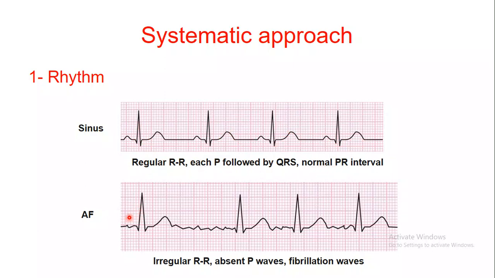In this ECG we have the opposite. We have a markedly irregular rhythm of QRS complexes, high variation of the R wave intervals, and we can't appreciate any P wave like this one, just fibrillation waves. So in case of markedly irregular RR intervals, absent P waves, and the presence of fibrillation waves, like this, the rhythm is called atrial fibrillation.